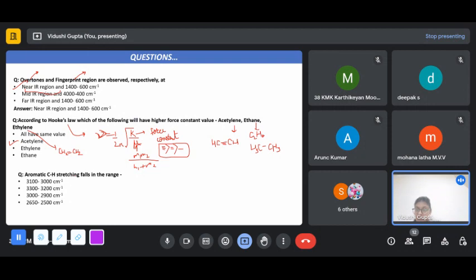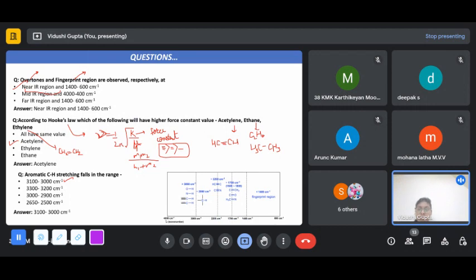Now to the next question. Aromatic CH stretching falls in the range: is it 3100 to 3000, 3300 to 3200, 3000 to 2900, or 2650 to 2500? What will the range be? First option. So the answer will be the first, 3100 to 3000.